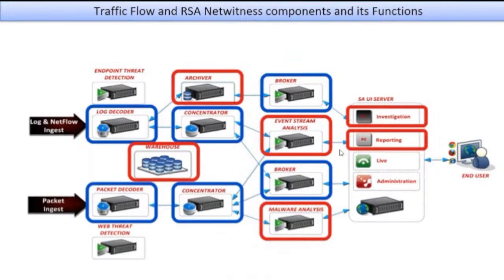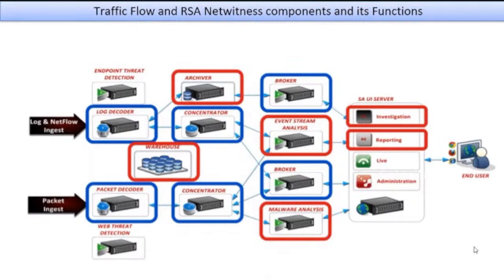So this is clear, right? Any questions here? No questions. Okay. So the decoder directly sends the logs to the archiver as well as the concentrator. The archiver has the raw data, and the concentrator has the indexed data.